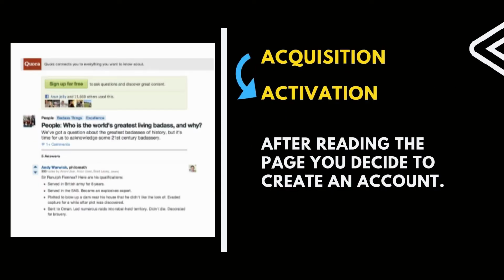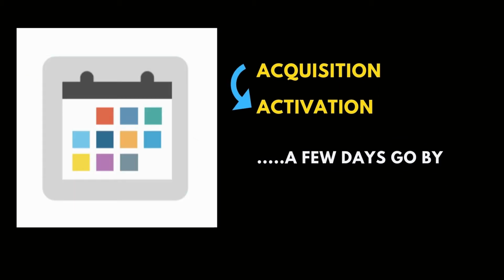The second is activation. After reading that page, you decided to create an account. Obviously you liked the idea, and then you created an account. That means you have created an account that gives information about you, your email address, your name, last name, general stuff, what you're interested in, what location you are in, normally what you provide to create an account on Quora.